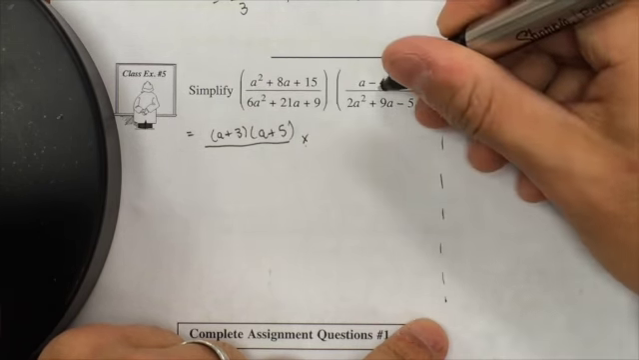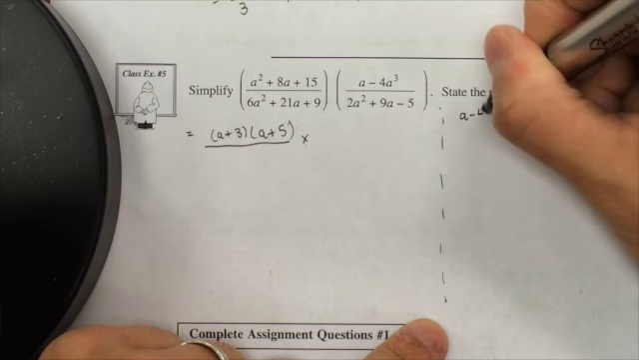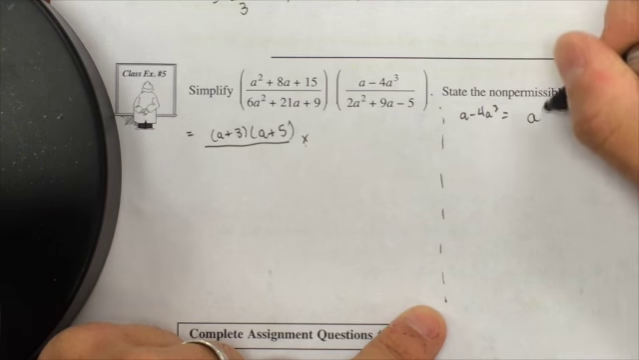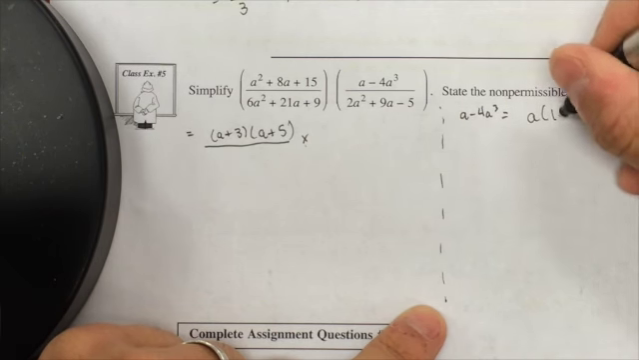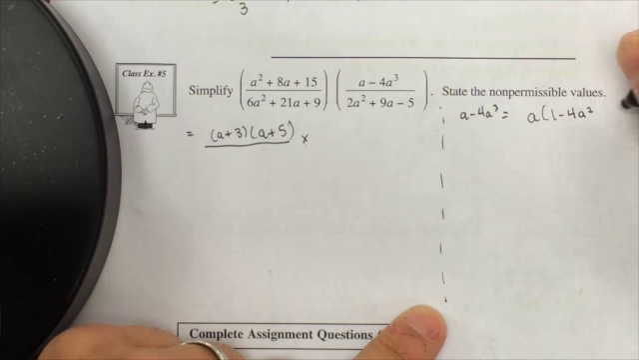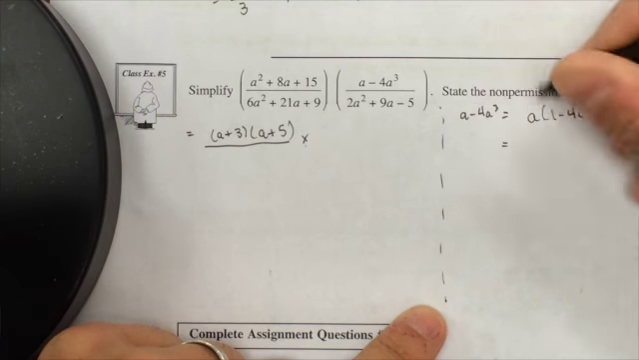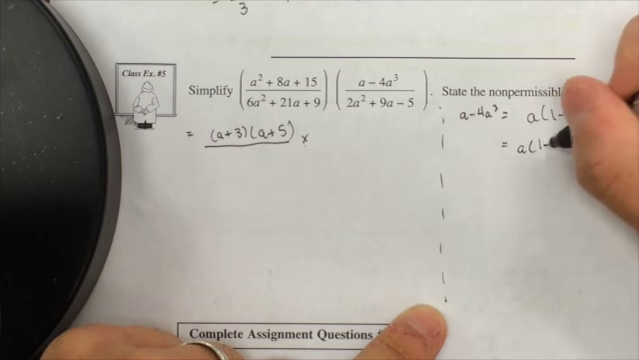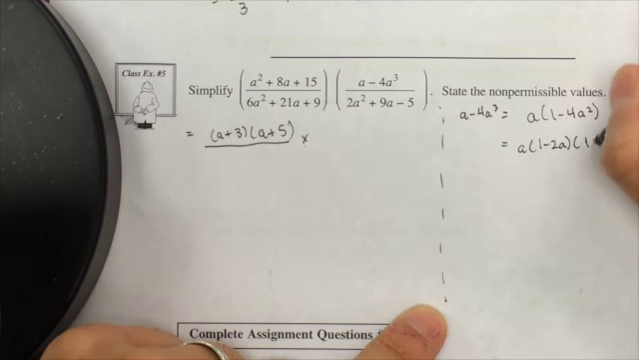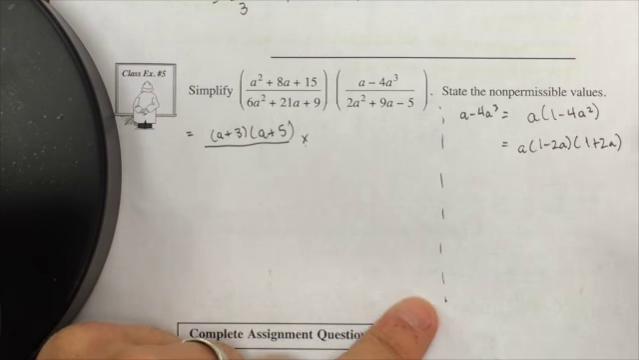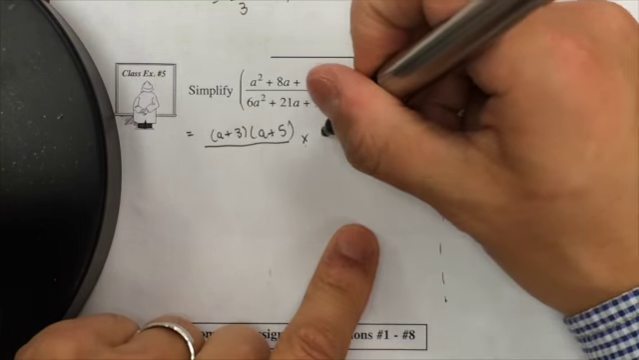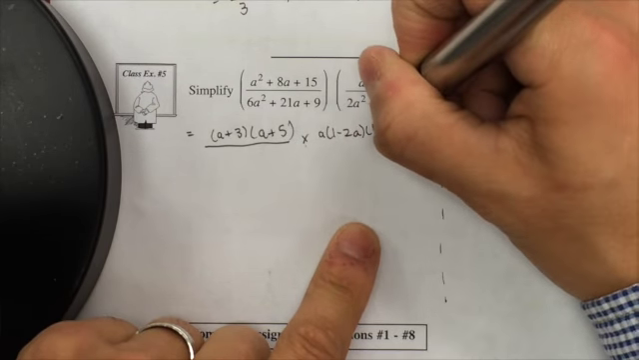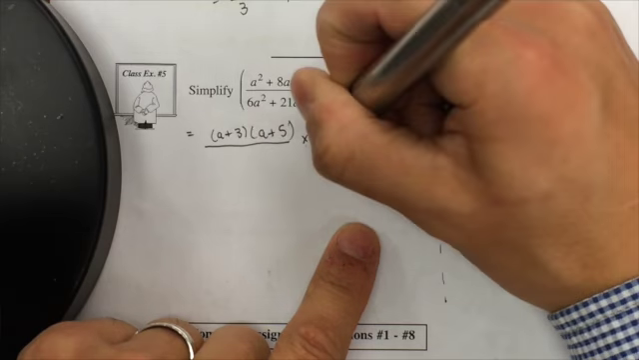So over here, a minus 4a cubed. If I factor that, I can bring out an a, and so I'll be left with 1 minus 4a squared. Now that I have a difference of squares here, that's going to be a times 1 minus 2a times 1 plus 2a. And I'll write this over here now: a times 1 minus 2a times 1 plus 2a.